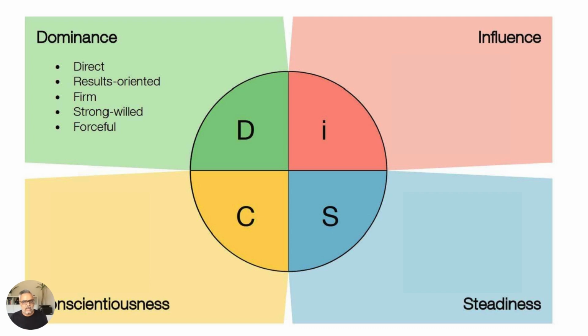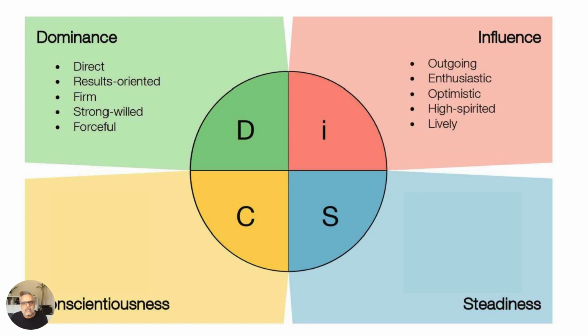So dominance. The general traits of someone with a dominant profile is they tend to be direct, results-oriented, quite firm, strong-willed, and forceful, or they can come across in this way. It's not just limited to this. These are just 5 bullet points. It's very complex because there are positives and negatives to every profile, as there is in everything in life. So they're the key identifiers for someone with a dominant behavioral profile.